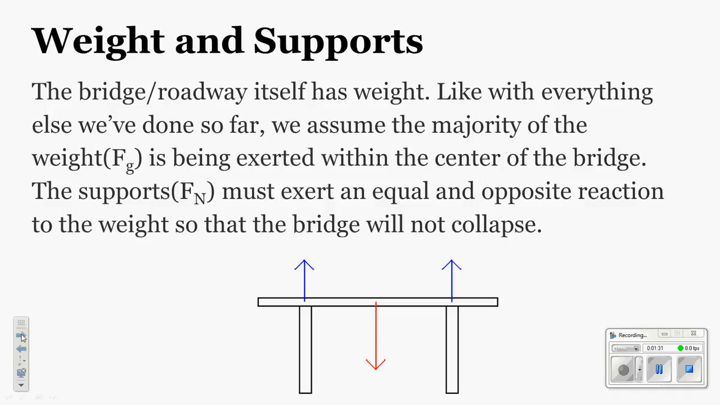So, the bridge or the roadway itself is going to have weight. Like with everything that we've done so far, we assume that the majority of the weight, which is F of G, is being exerted within the center of the bridge. The supports, which are F of N, must exert an equal and opposite reaction to the weight so that the bridge will not collapse. So here is a picture of our bridge. We see that our bridge has its own mass.